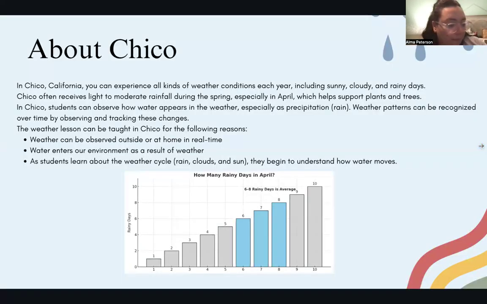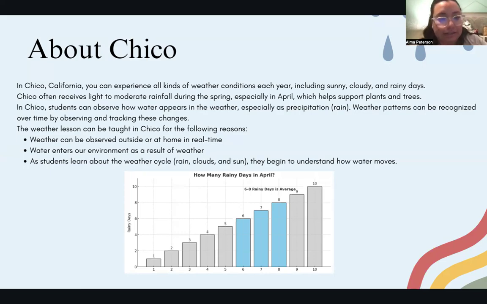About Chico. In Chico, California, we experience all kinds of weather conditions in the month of April. We experience sunny, cloudy, and rainy weather. Here, I just put the average of how many days it rains in April. In my chart, 6 out of 8 days is our average.